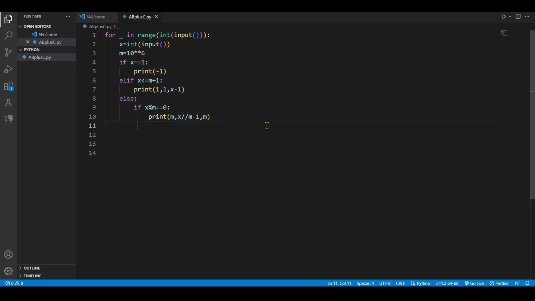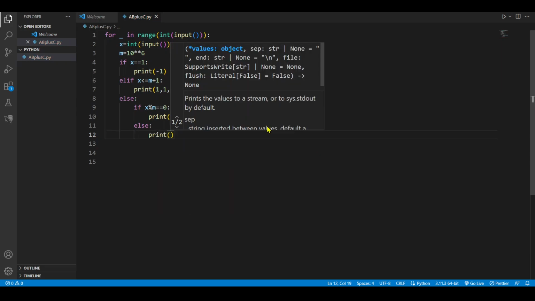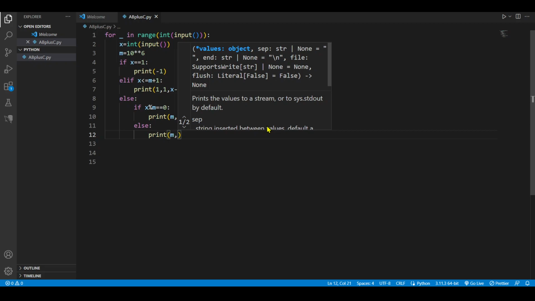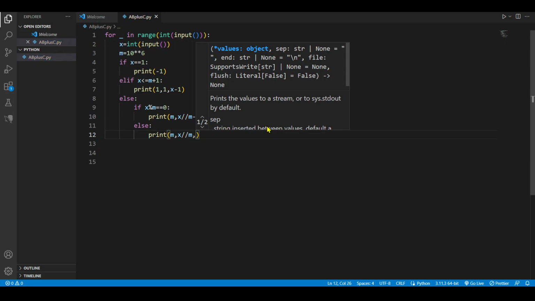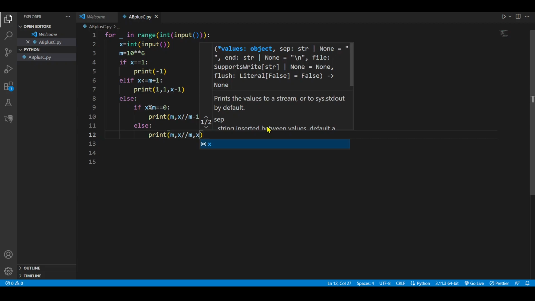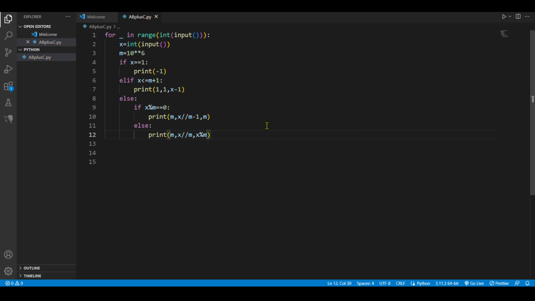Now the other case, when x is not completely divisible by 10 to the power 6, in this case I'm going to print m, the first value will be 10 to the power 6, and the second value, that is value of b, will be x integer division m, and then at last c will be whatever is left out after division, whatever is left out as remainder. So x modulo m will be here. So this is the code.